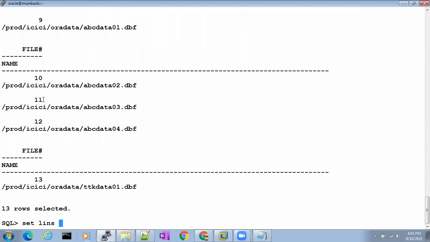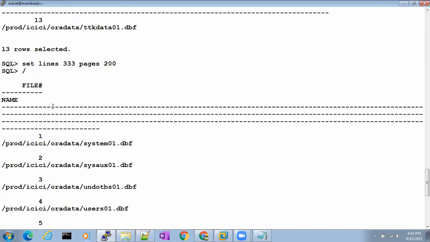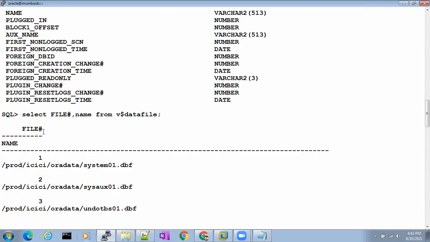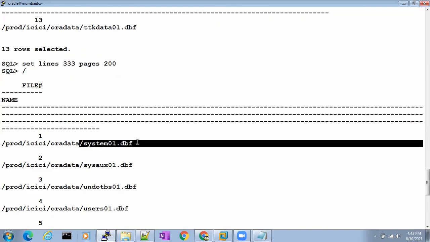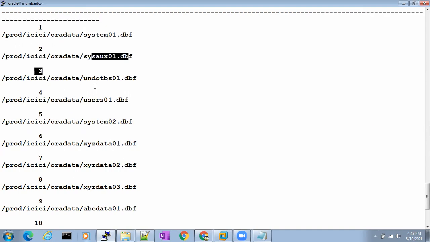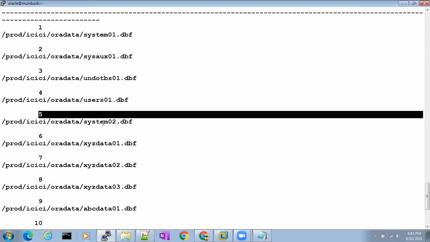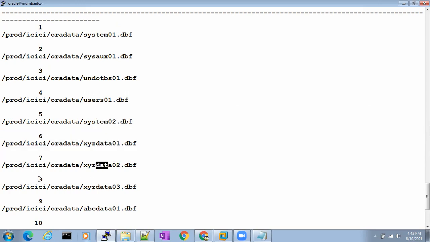Set lines 333, pages 200. Okay, now Srikanth, for your question, this is the answer. Select file number, name from $datafile. It gives you the output. File number 1, system01.dbf. File number 2, sysaux01.dbf. File number 3, undotbs01.dbf. File number 4, users01.dbf. File number 5, system02.dbf. File number 6, this, 7, this, 8, this.